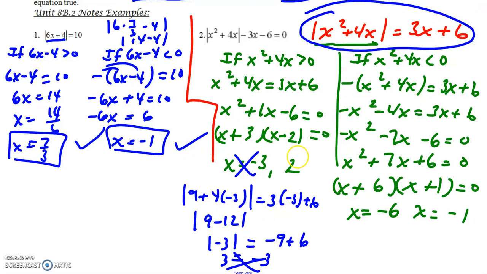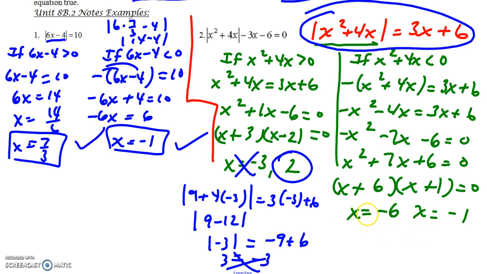However, if I plug 2 into this equation, 2 squared is 4. 4 plus 8 is 12. So the absolute value of 12 is 12, so we have 12 on this side. On this side of the equation, you have 3 times 2 is 6, and 6 plus 6 is 12. So you get 12 equals 12. This one is for sure an answer. I want to show you that you could do it mentally or you could write it down. In the same way, you can check these two answers.